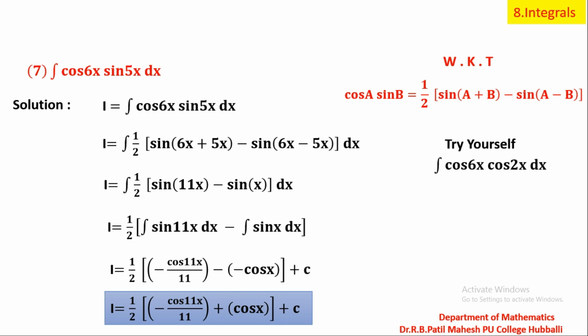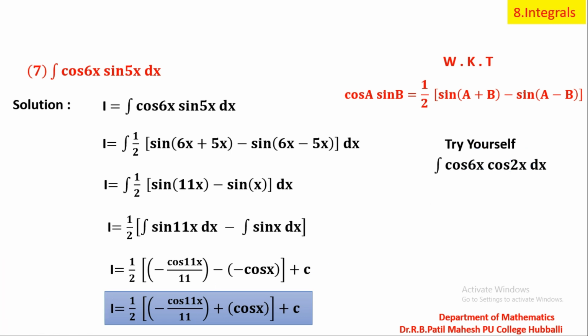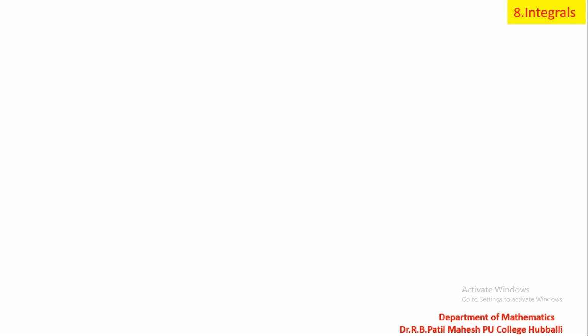Integration of cos 6x cos 2x dx. So which kind of formula is going to apply here? Cos A cos B. Then what is the cos A cos B formula? Is it 1 by 2 cos of A plus B plus cos of A minus B? Just check and write the formula. So the value of A is 6x, the value of B is 2x. Write in this formula, take the integration with respect to x and continue the problem. Definitely you will get the answer. Let me move into the next question.